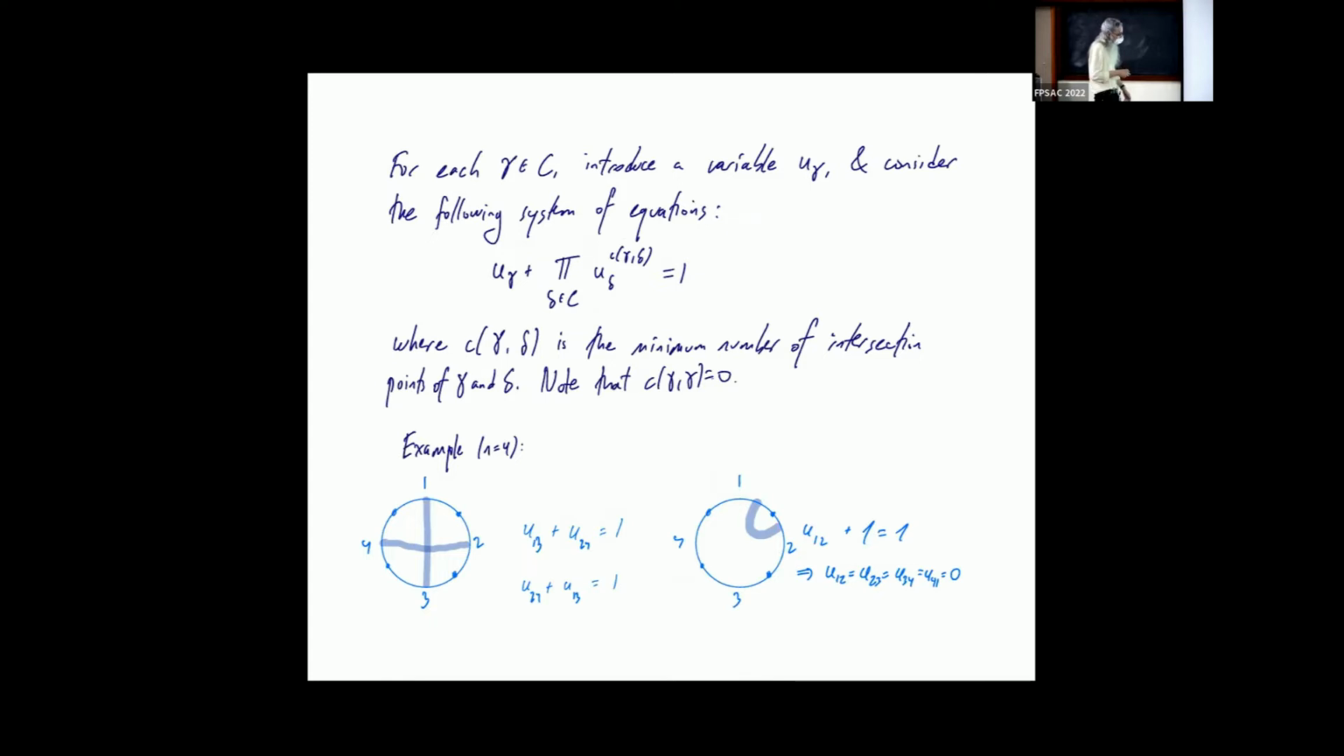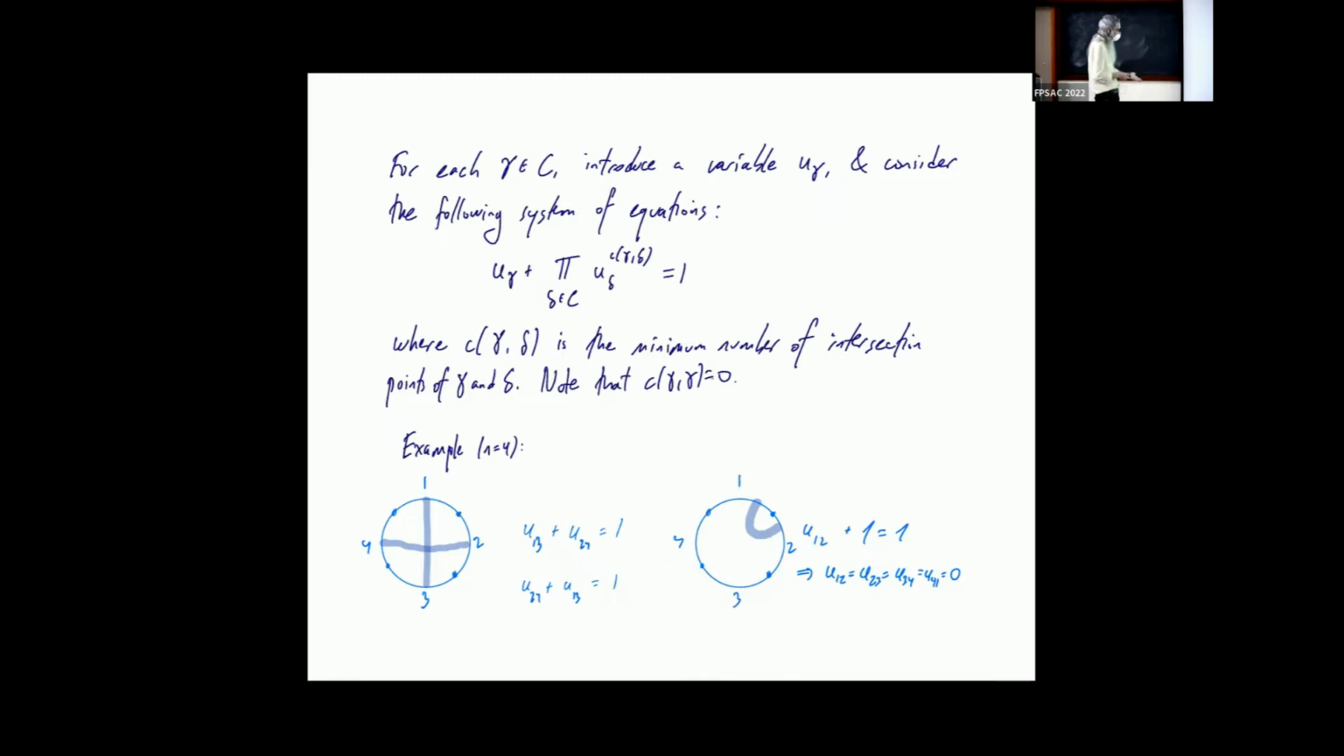And we're interested in trying to solve these equations. The C gamma delta is the minimum number of intersections between 2 curves. And in the disk, that's always going to be 0 or 1. So all we're getting is a u gamma plus some square free monomial that captures the curves that cross gamma. Those 2 things together are supposed to sum to 1.